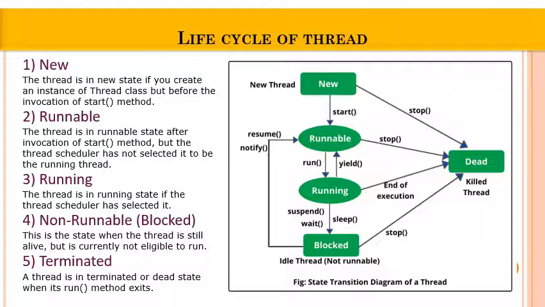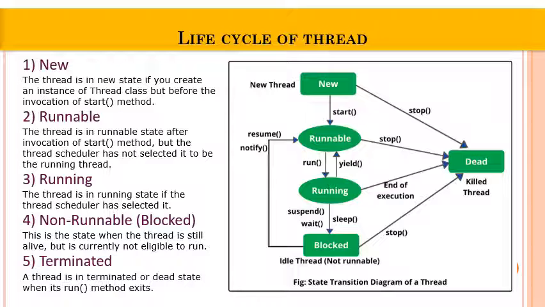See here that at the right hand side there is a figure which shows the state transition diagram of a thread, and at the left side there is a description of each and every state. The first state is the new state. The thread is in the new state if you create an instance of the thread class, but before invocation of the start method.